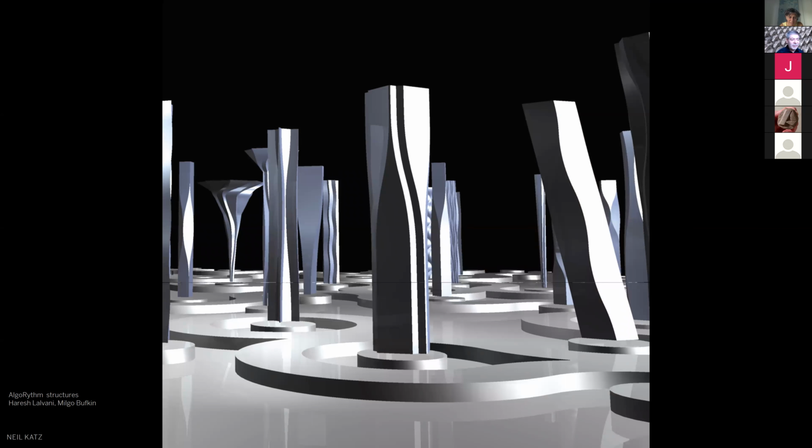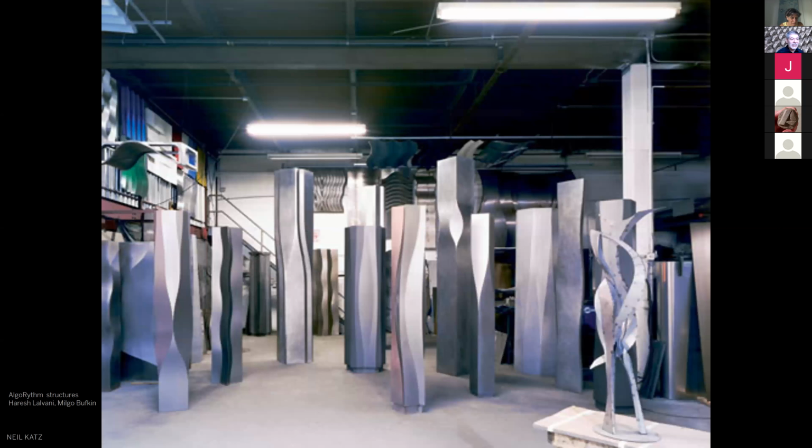So again, these are computer models that were created with this script. The same script, or a variation of the script, was also able to unfold those forms. And this is a photograph of the factory shop showing some of the actual columns that were built. Most of these are about 12 feet tall, and the limitation is just the size of the metal that's available and the size of the machines that can cut them.